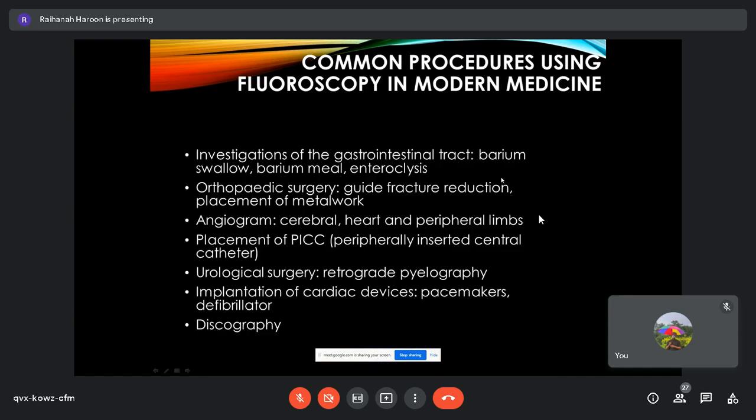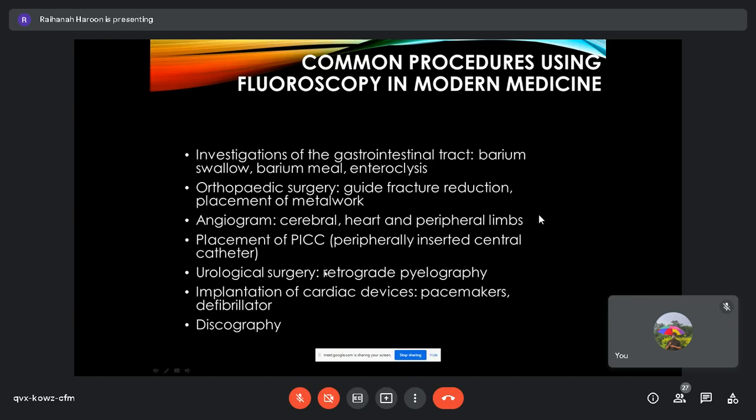So what do we do? The procedures for fluoroscopy: investigation of the GI tract, barium swallow, barium meal, enteroclysis. I've never seen enteroclysis; I think it's obsolete. We still do barium meal. We frequently do barium swallow. Orthopedic surgery, angiogram. We do all the angiograms. If you're lucky, within the two-week posting, you'll be able to see this. PICC, peripherally inserted central lines. Most of the time they send to us to do, for whatever reason, for long antibiotics or for TPN.